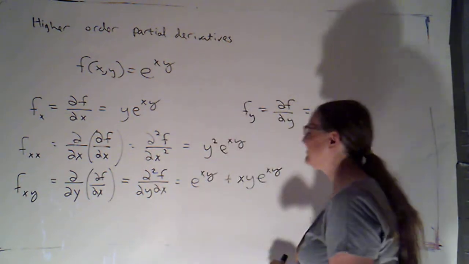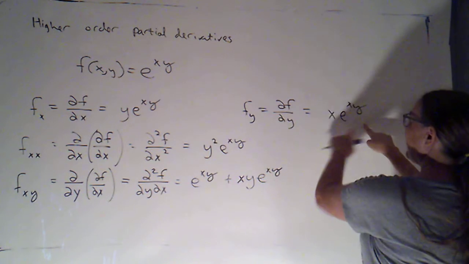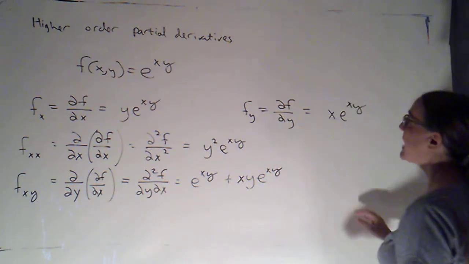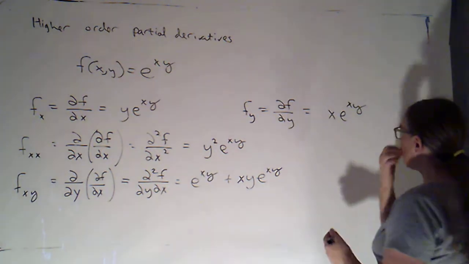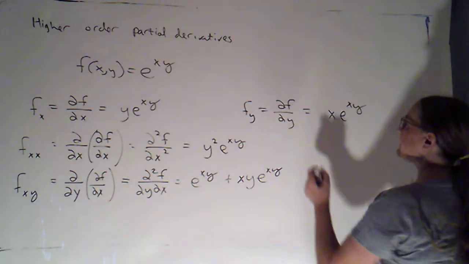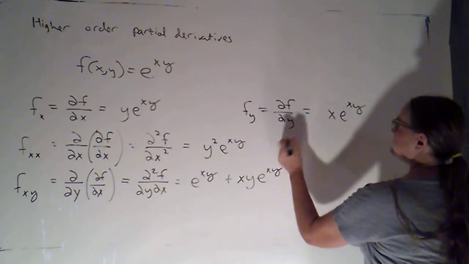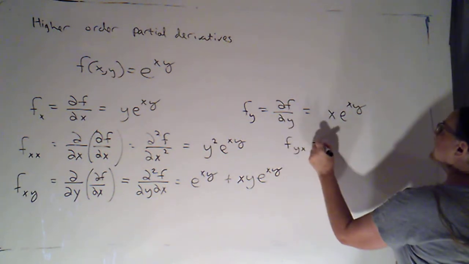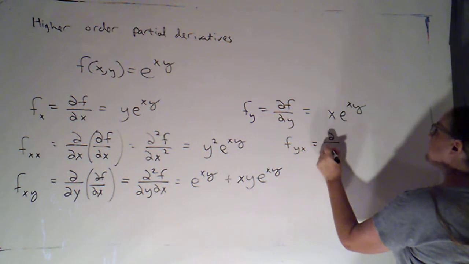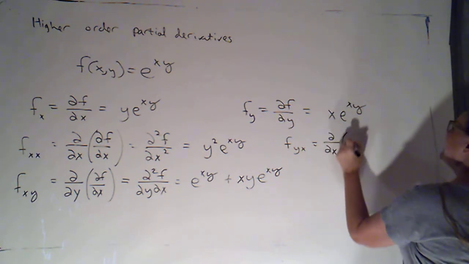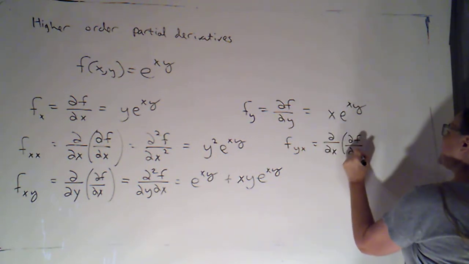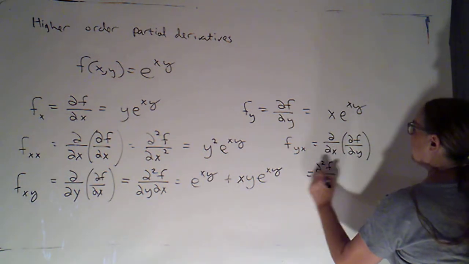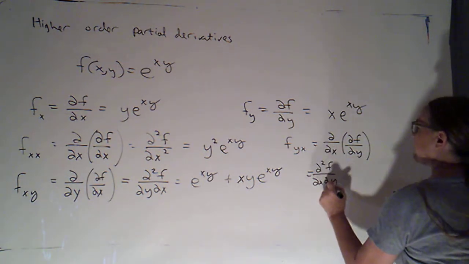So those are the two second partials I get by taking the derivative of the first partial with respect to x. Let's now focus on the first partial with respect to y. Okay. So if I take a look at f sub yx, that would be the partial with respect to x of the partial of f with respect to y. That would be partial squared f over partial x partial y.